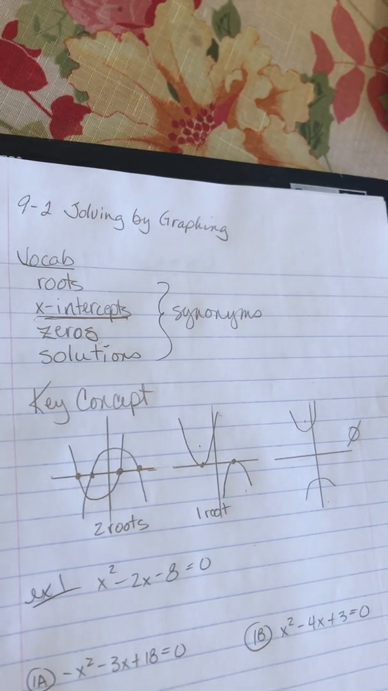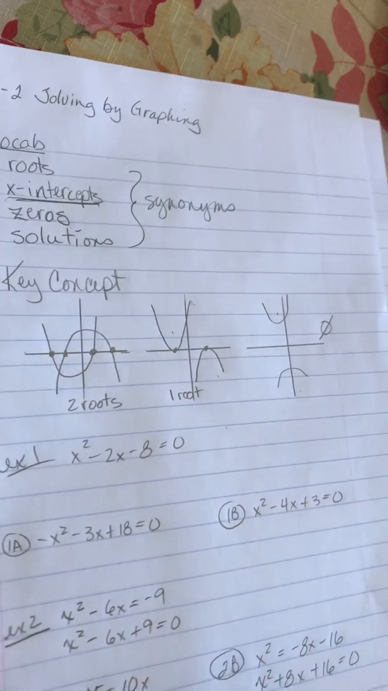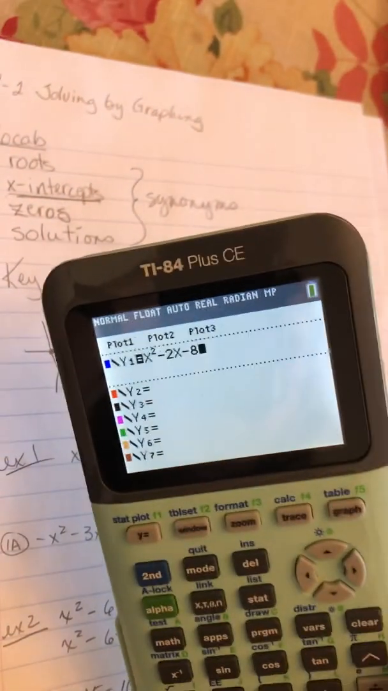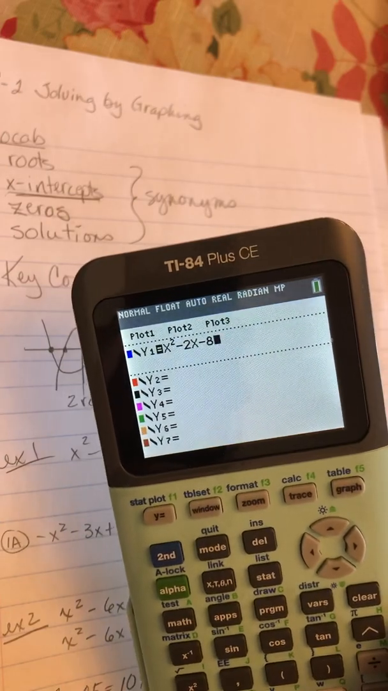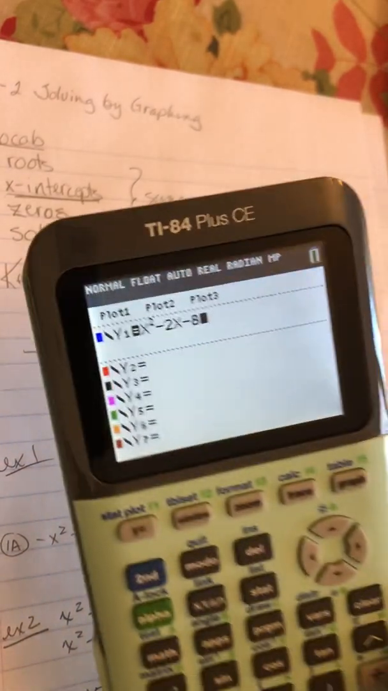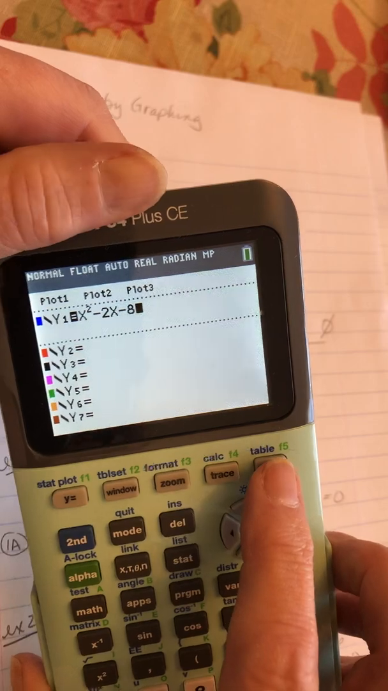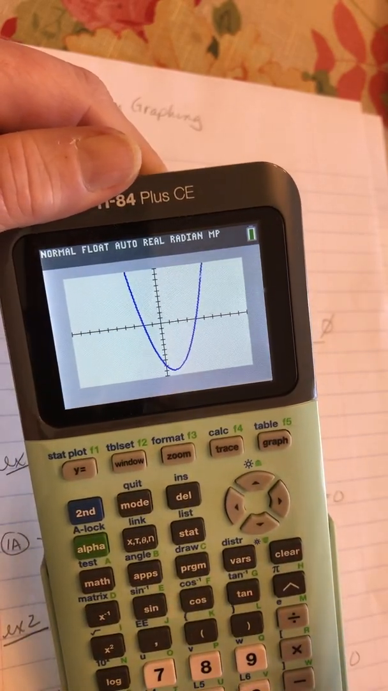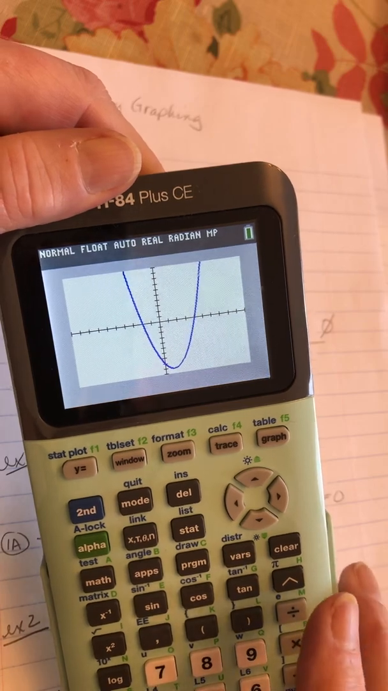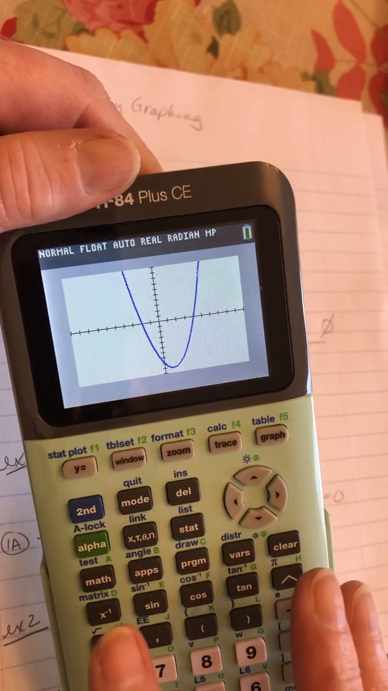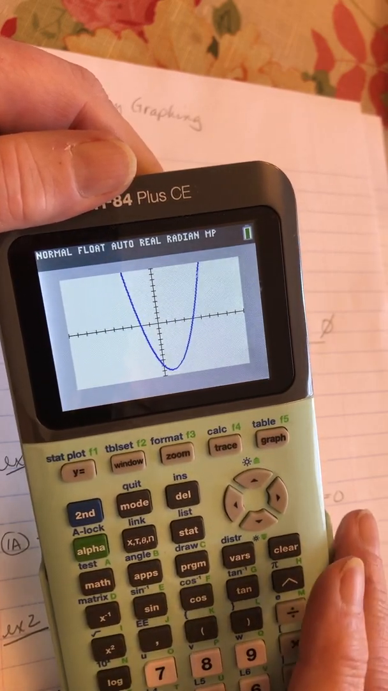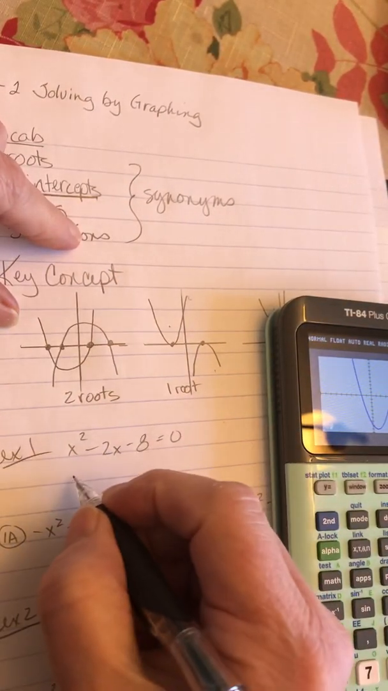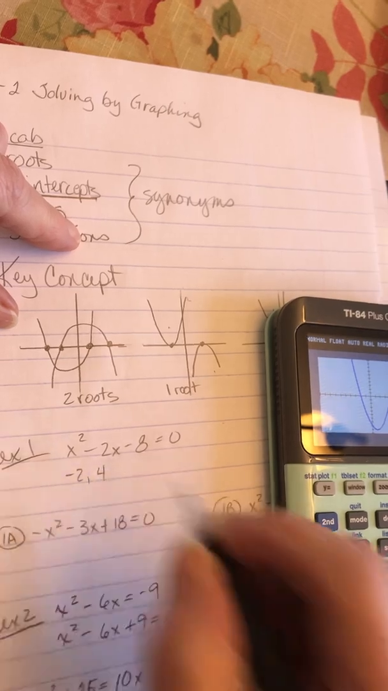Okay, now in example 1, they do y equals x squared minus 2x minus 8. And when you watch it graph, you can see, oh man, it goes right through those tick marks, okay? Goes right through those tick marks, -2 and +4. Those are my roots, -2, +4.